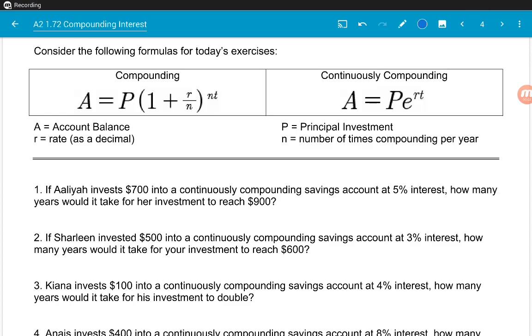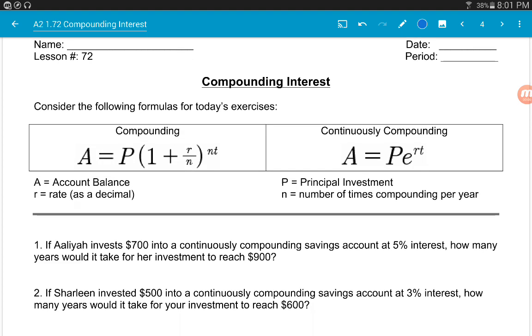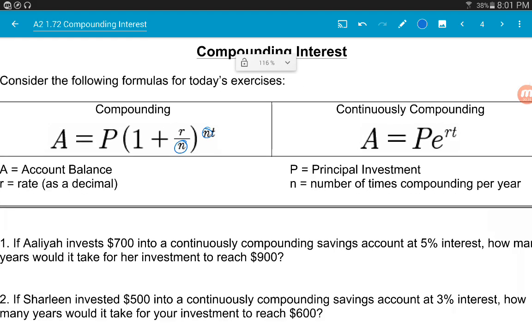Here's a video for lesson 72, compounding interest. So when we're learning about compounding interest, there are two different formulas that you could use. Regular compounding is on the left, which has a different variable. It has n in it. And on the right, we have continuously compounding.